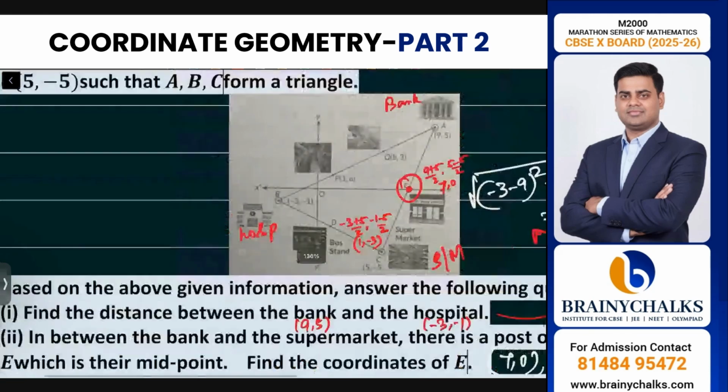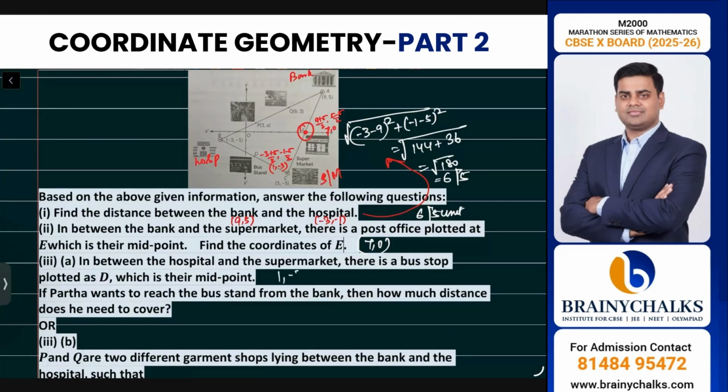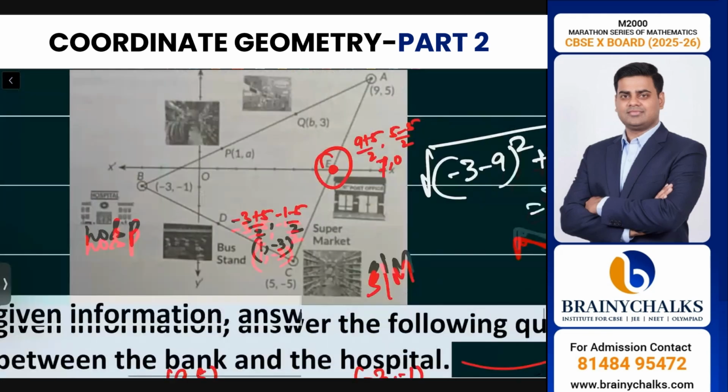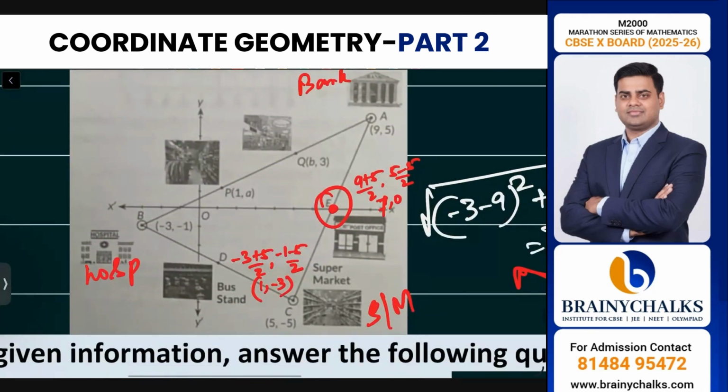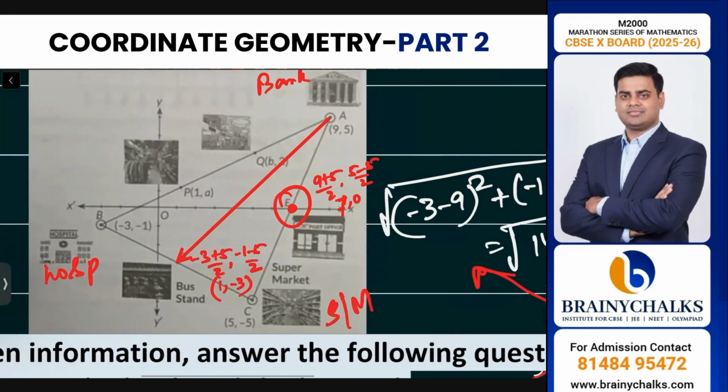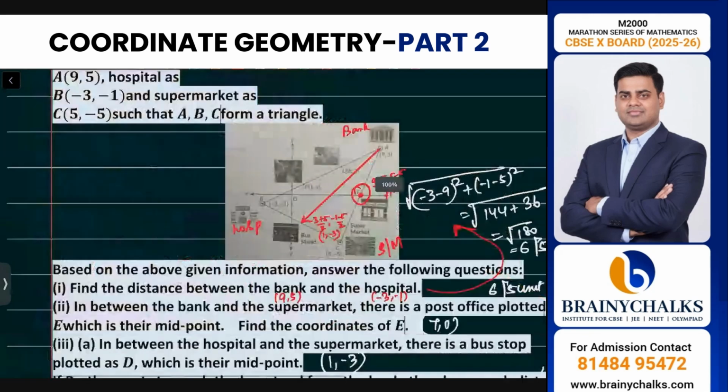Fine. Next, 1, -3. If Partha wants to reach the bus stand from the bank, then how much distance does he need to cover? So he has to come directly from the bank to the bus stand. How can we find it? So how much distance?